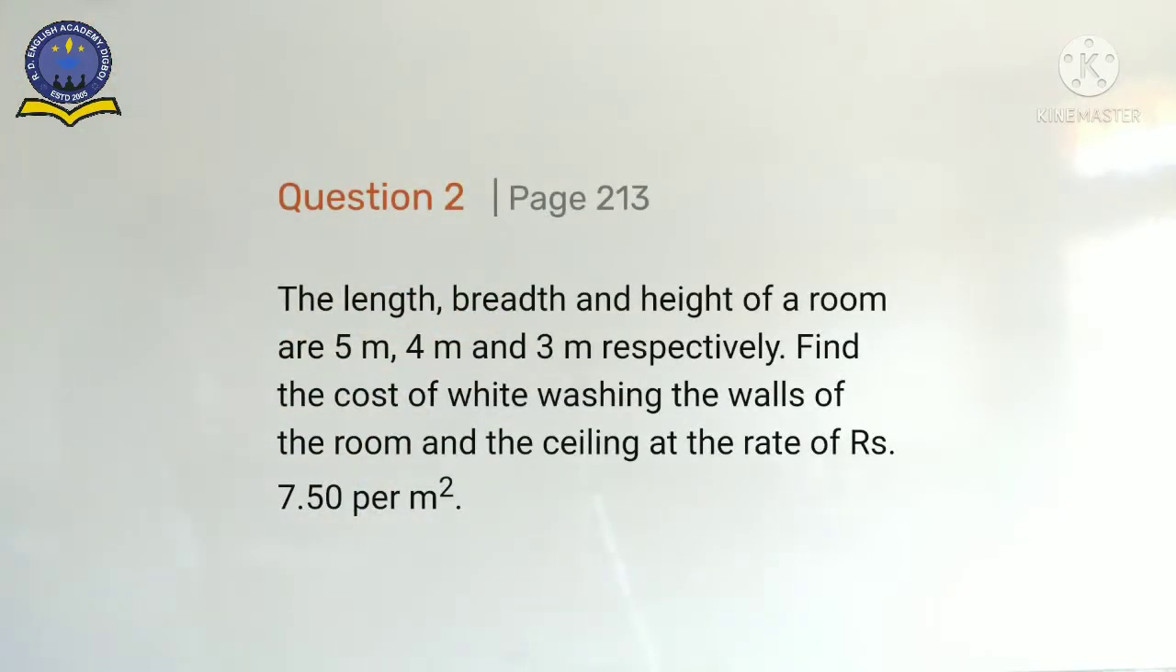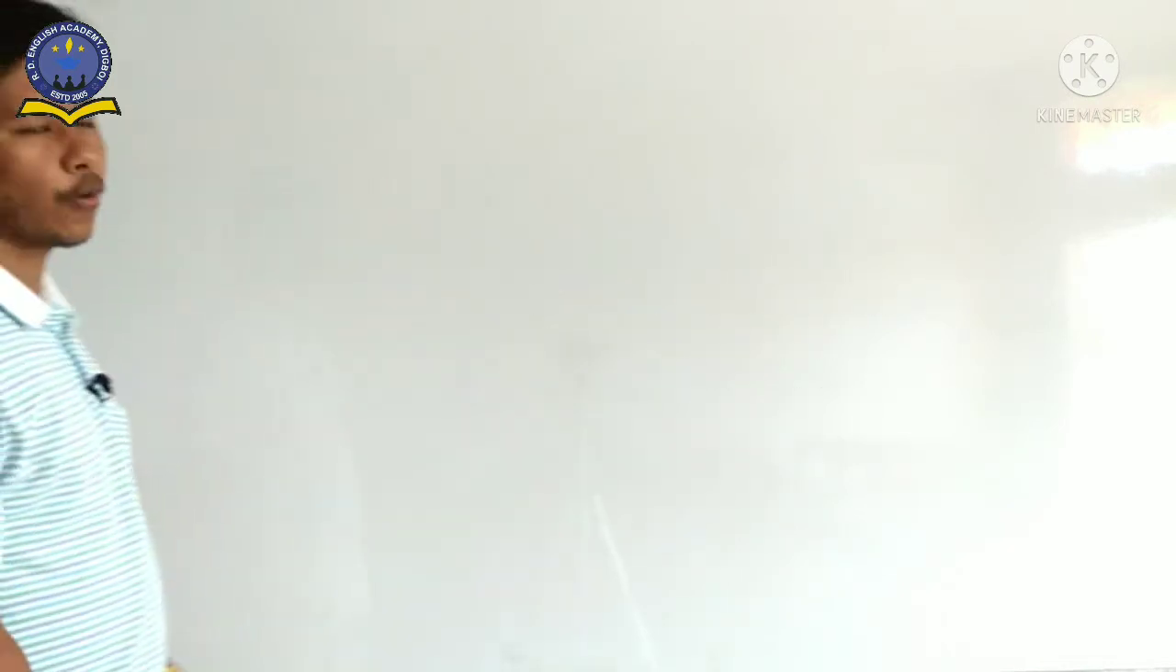If you see the question, it is given in this way: the length, breadth and the height of a room are 5 meter, 4 meter and 3 meter respectively. Find the cost of whitewashing the walls of the room and the ceiling at the rate of 7.5 per meter square. So in this question, first of all, a room is given.